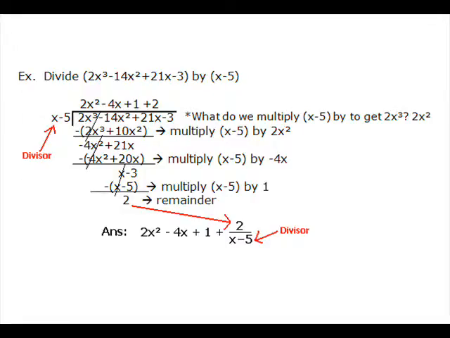You will now want to get rid of the x in the x minus 3, so you'll multiply x minus 5 by 1. Once you subtract the x minus 5 from the x minus 3, you will get a remainder of 2. Your final answer should read 2x squared minus 4x plus 1 plus 2 over x minus 5. The x minus 5 is the divisor.